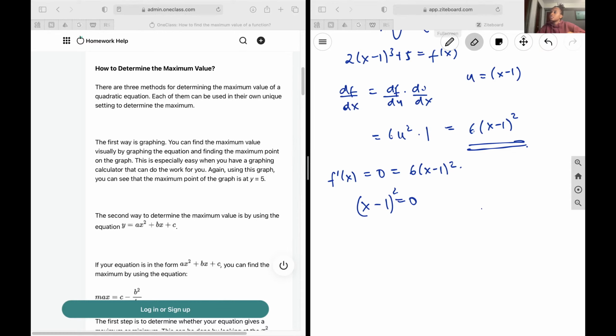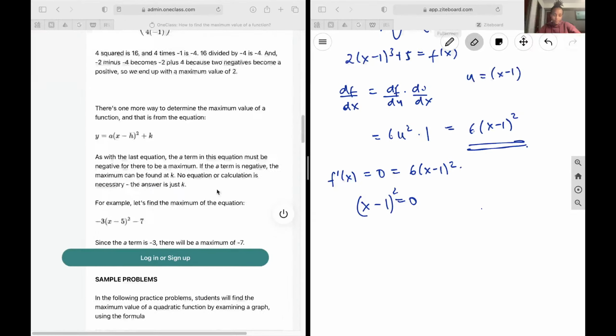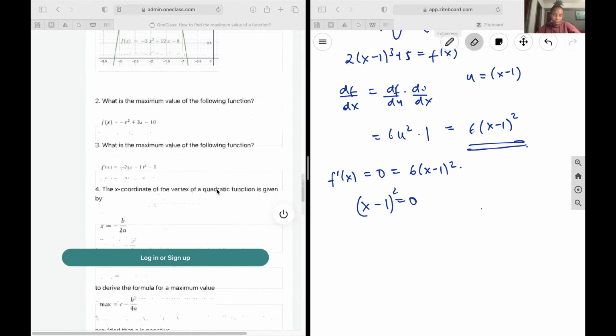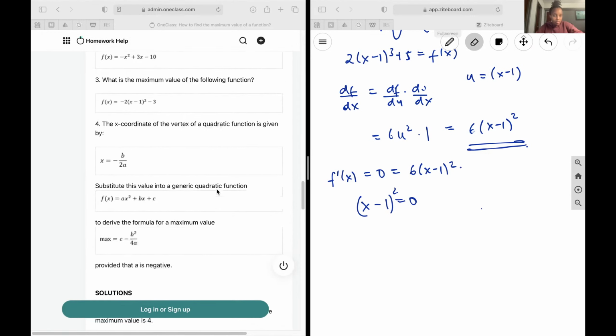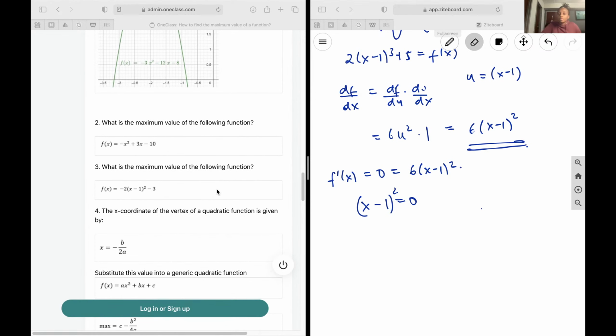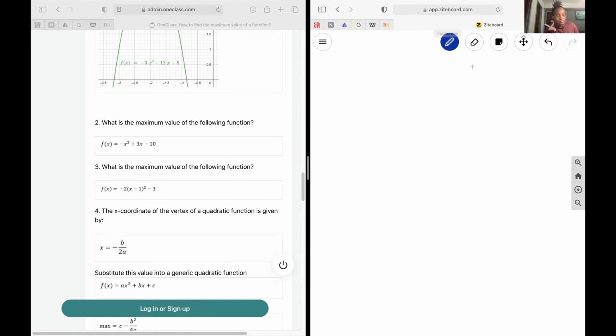Sorry, I'm trying to find the best example to showcase what it is that I'm trying to showcase. Okay, let's pull one from the question here, and let's look for the maximum of negative x squared plus 3x minus 10.